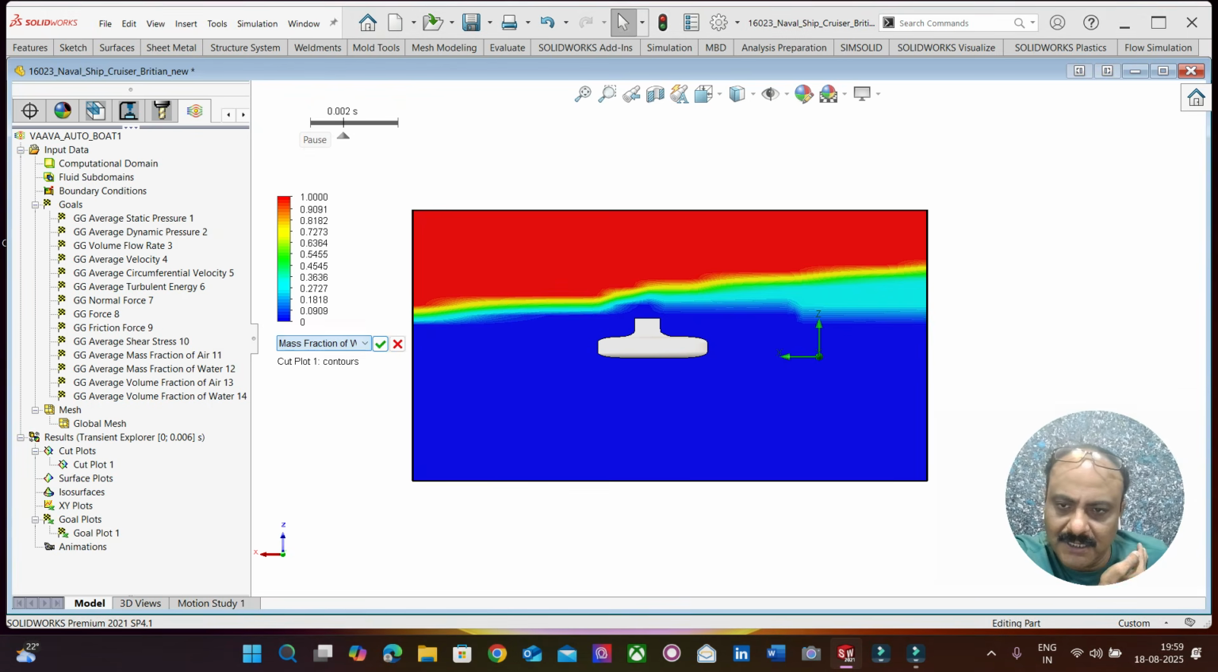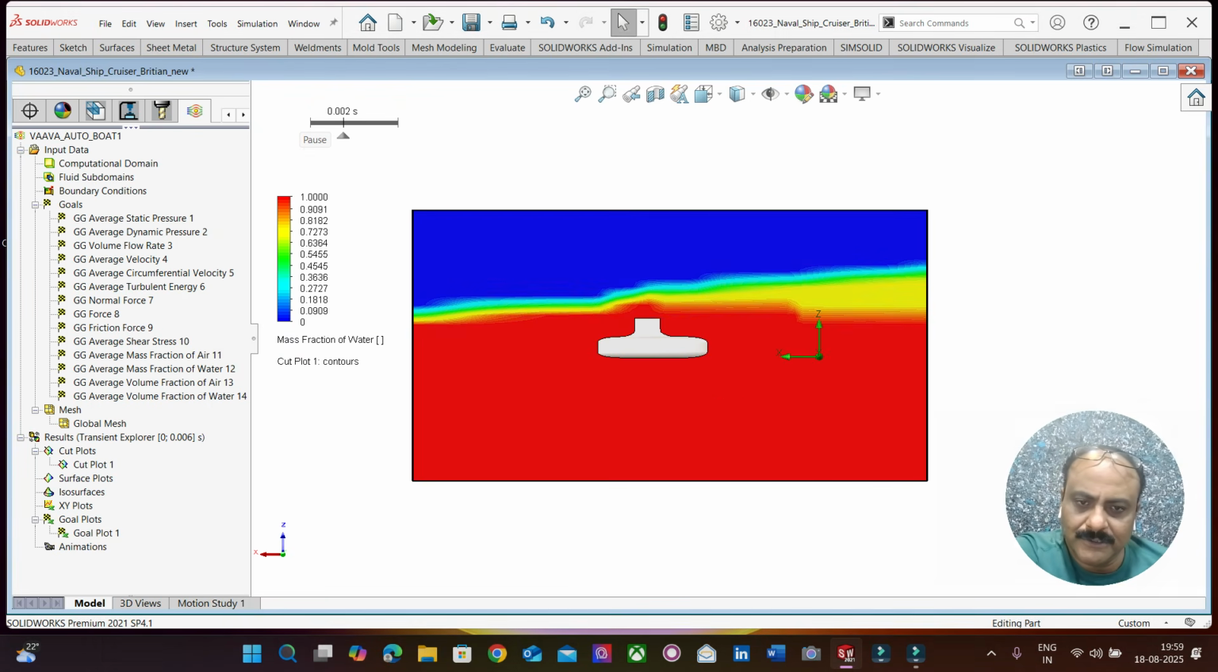Now let's see what is the mass fraction of water. So it's going to be the reverse of it, because the zone above the submarine is going to be air, and the zone below the submarine is going to be water. Okay, so now here the mass fraction of water is this. So we'll be able to find out how.